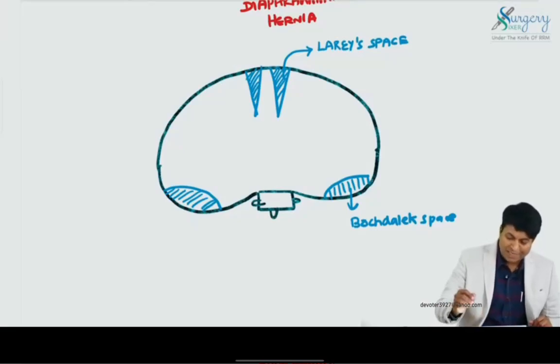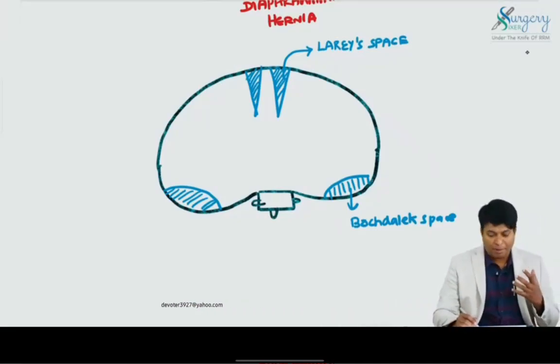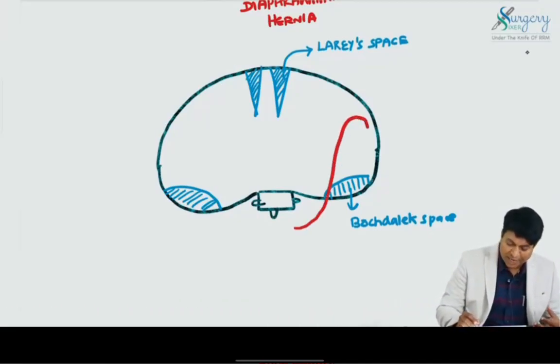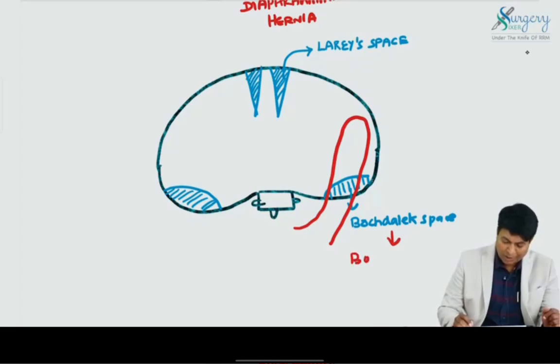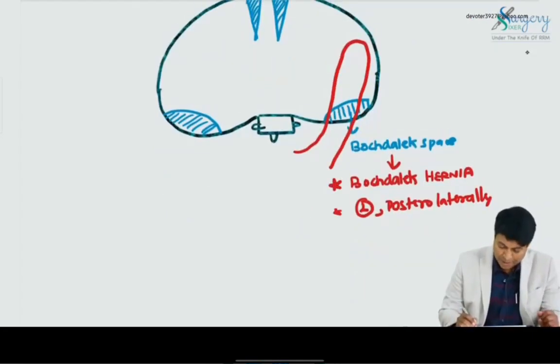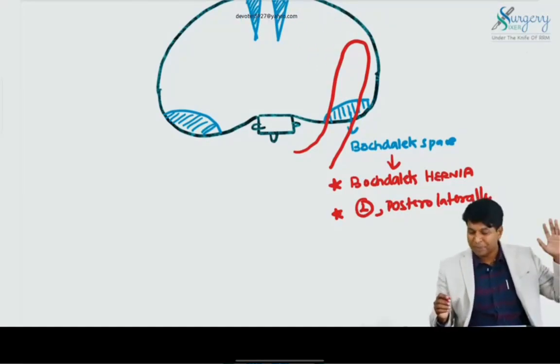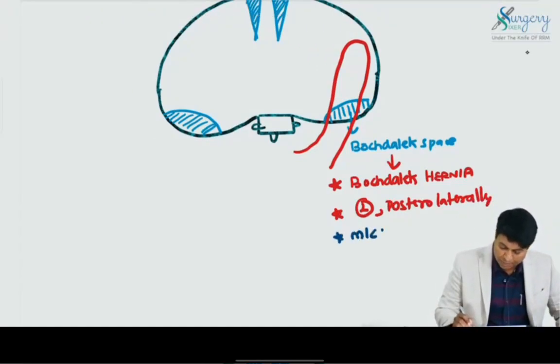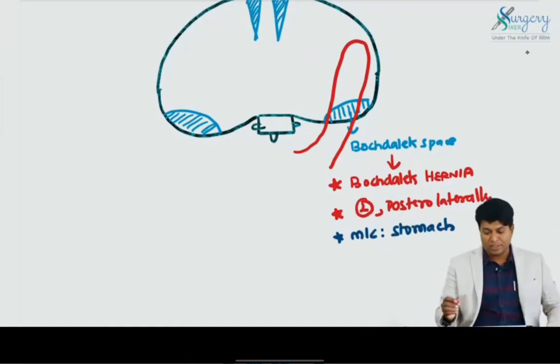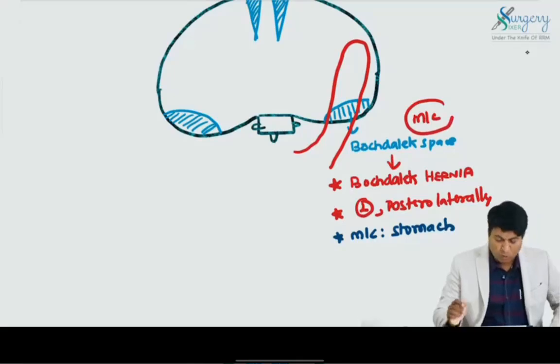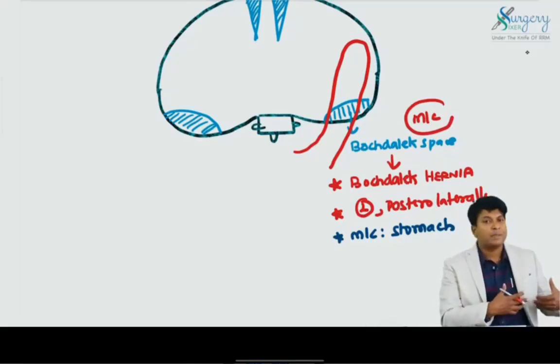Through the Bochdalek space, contents from the abdomen, like the stomach, will enter the chest through this defect. This hernia is known as Bochdalek hernia. Please don't forget, Bochdalek hernia is most common on the left side, posterolaterally, and the most common content is the stomach. Overall, this is the most common type of diaphragmatic hernia: left posterolateral, with the stomach going in.